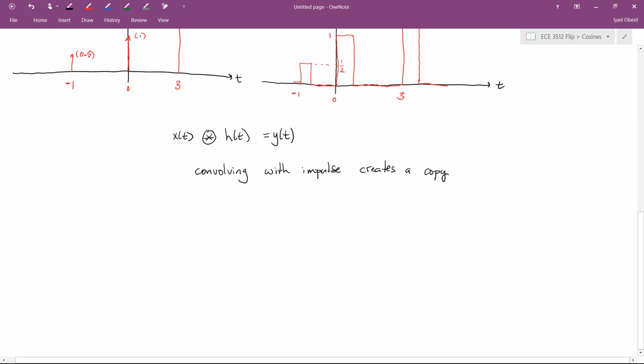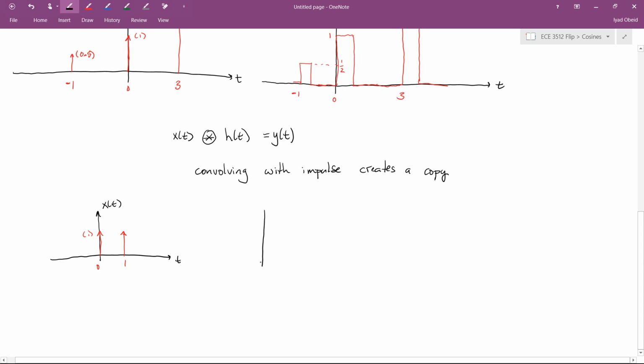Last piece, let me do one that's a little bit more involved. Let's let my input signal be an impulse at 0 and an impulse at 1, and let's say they both have area 1. Okay, so that's my x of t.